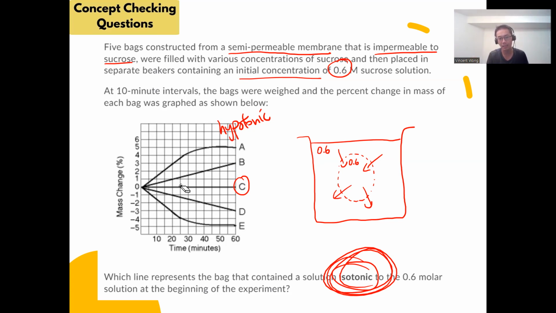It's not like B. B implies it's going to keep on going up forever, which is not true. Same thing for E, it would be for hypertonic, where the water starts to leave and then it shrinks and eventually it plateaus out, it flattens out. Are we clear on this? Don't just choose C on the test. Read the question carefully, see what kind of solution it is.